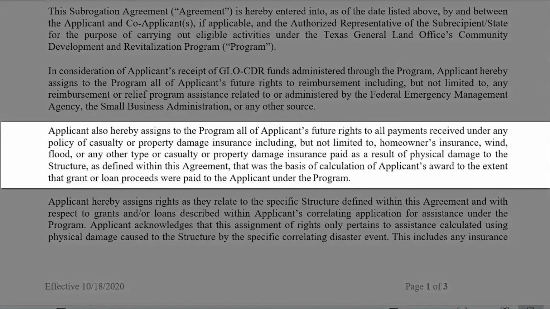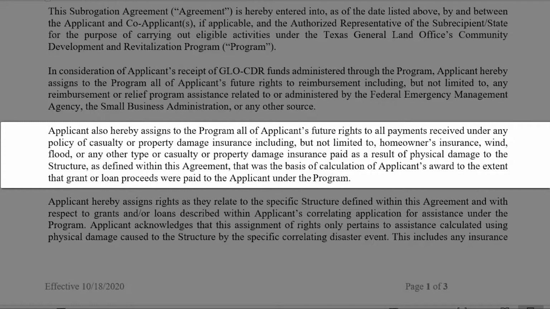Applicant also hereby assigns to the program all of applicant's future rights to all payments received under any policy of casualty or property damage insurance, including, but not limited to, homeowners insurance, wind, flood, or any other type of casualty or property damage insurance paid as a result of physical damage to the structure, as defined within the agreement."